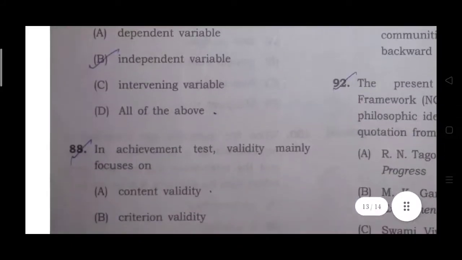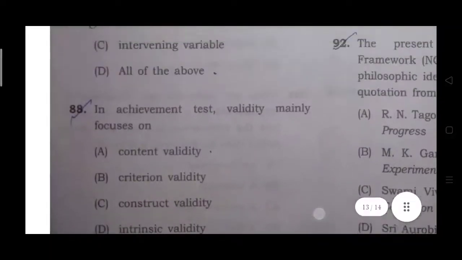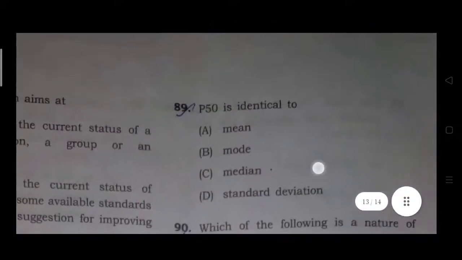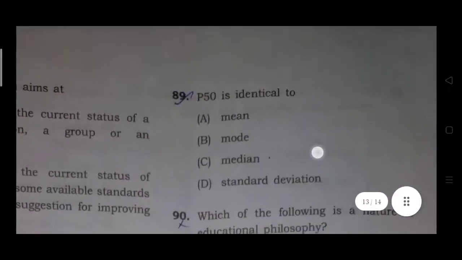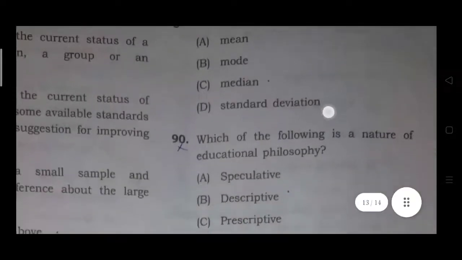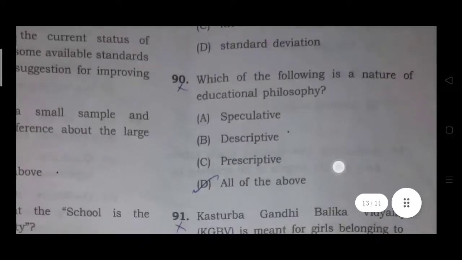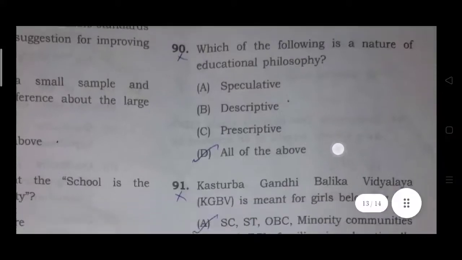Next, 88. In achievement test, validity mainly focuses on. Option A is the correct answer, content validity. Next, 89. P50 is identical to. Option C is the correct answer, median. Next, 90. Which of the following is a nature of educational philosophy? Option D is the correct answer, all of the above. The nature of educational philosophy is speculative, descriptive, prescriptive. So, option D is the correct answer.